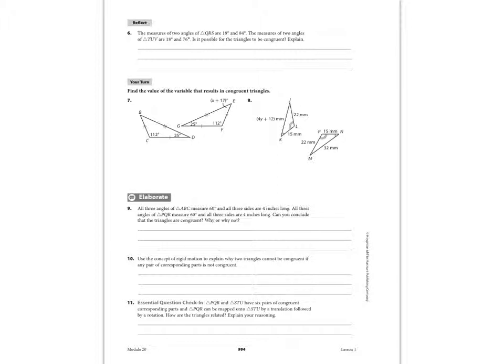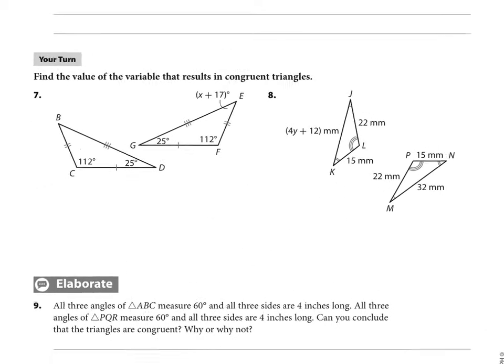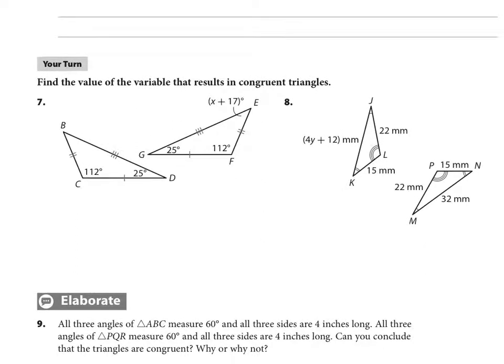Now we're going to apply our other statement. It's the very first statement at the beginning of the lesson. And that is, if we know the triangles are congruent, or if we assume they're congruent, then all of the 6 pairs of corresponding parts are congruent. In this, your turn, it tells you that it wants these to result in congruent triangles. So we're just going to assume they're congruent, and we need to find the value of the variable.